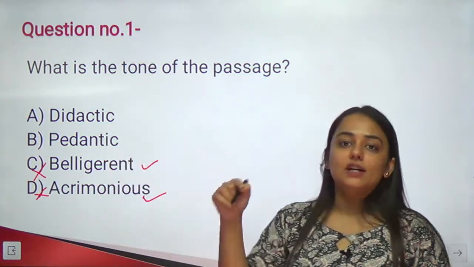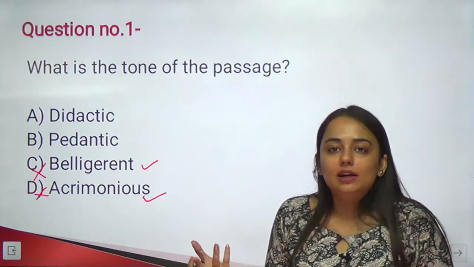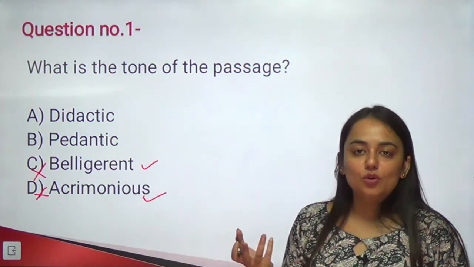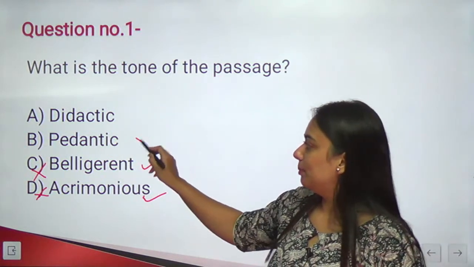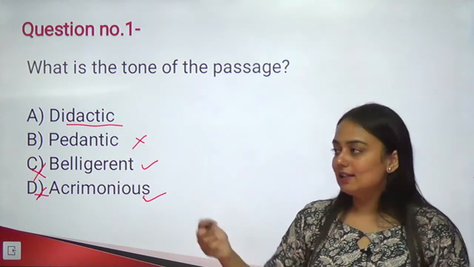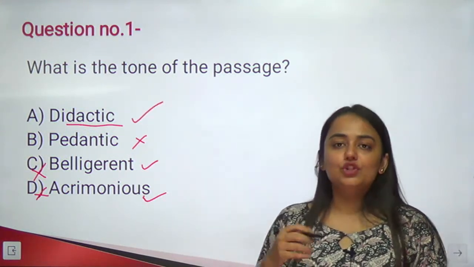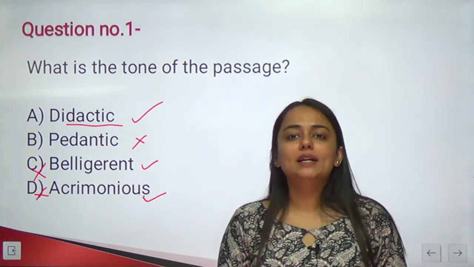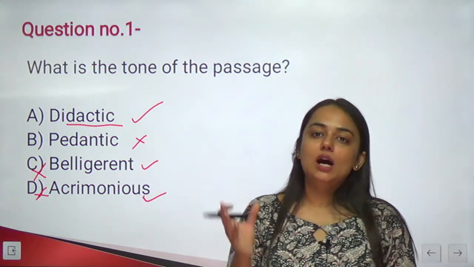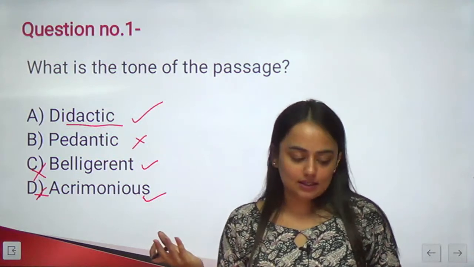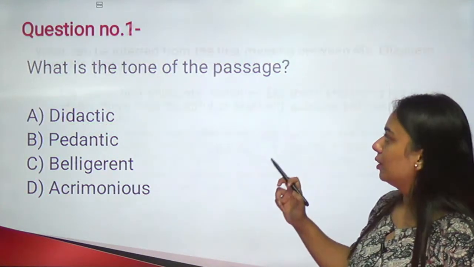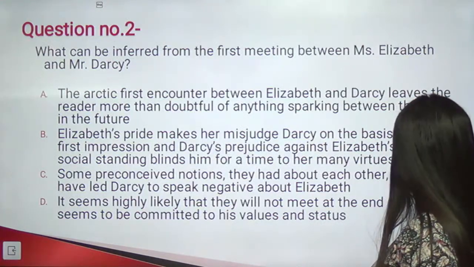Pedantic was being fussy about detail. What kind of detail was the author fussy about here? He wasn't trying to profess or promote something. So it cannot be pedantic. Didactic is informative. This is the right answer. He was giving you just the information in the passage. He was simply giving you the information on what all happened between Darcy and Elizabeth. That's it. So the tone should be didactic. Moving on to the next question.